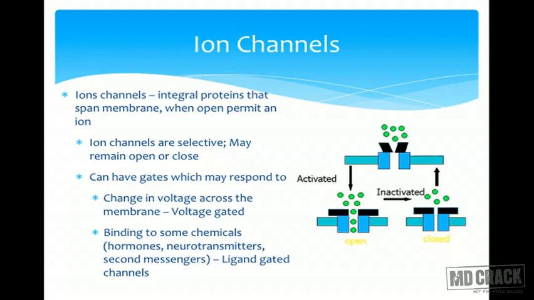Some other type of channels can also open. Suppose this has a receptor for some hormone. Now whenever some hormone combines with this receptor, the hormone receptor complex ultimately is going to cause the opening of this channel. So this type of channel will be called a ligand gated channel. So which are the two types of channels? Voltage gated channels and ligand gated channels.